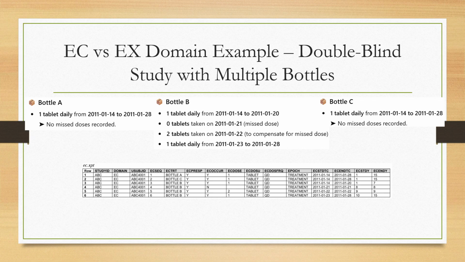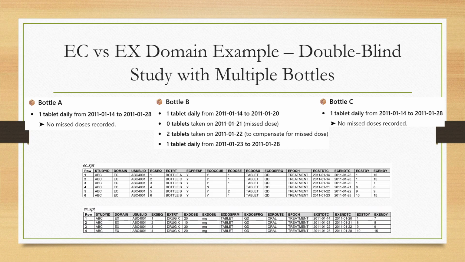Now let's see how this will be populated in your EX data. In EX data, you can see that we have the treatment populated, which is drug X instead of bottle A, B, C. Why is that the case? Because, as we have discussed, EX will be created only once the study is unblinded, but EC can be created for the blinded study as well. So if the study is in the blinding phase, we will not have the EX data created, and EX data will be created only when the study is unblinded.